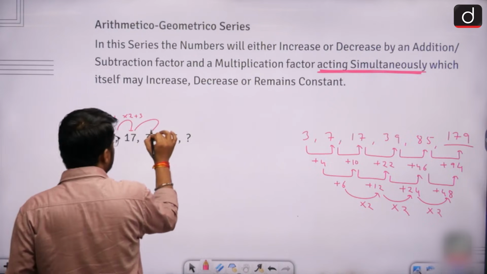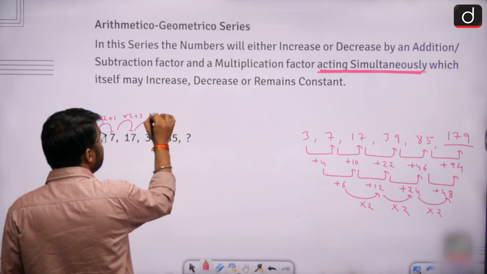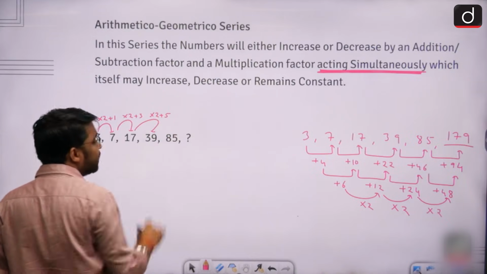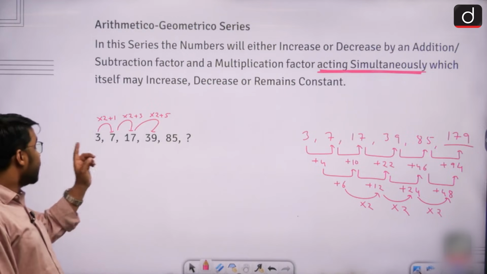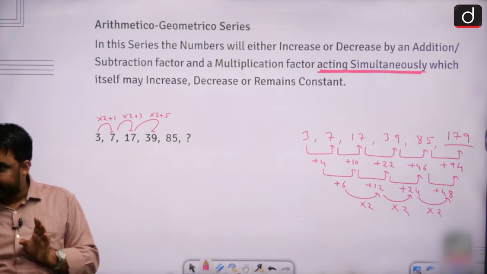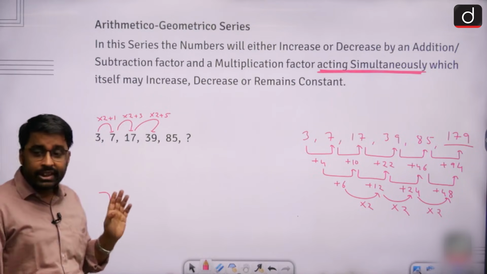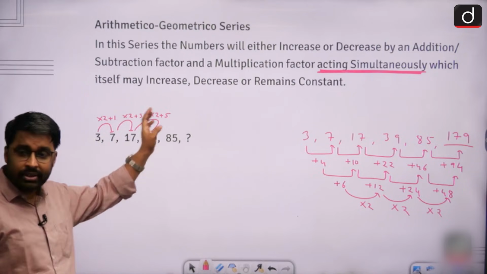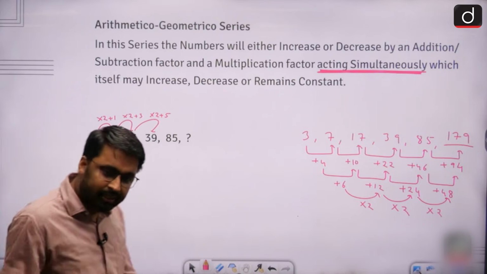Now the nearest multiple of 17 to 39 is 34. 17 2s are 34 plus 5 it is 39. See, with the multiplication factor, addition factor was involved. Now see, every time my multiplication factor was constant, into 2 into 2 into 2, but my addition factor increased with 2. From 1 it became 3, 3 it became 5.